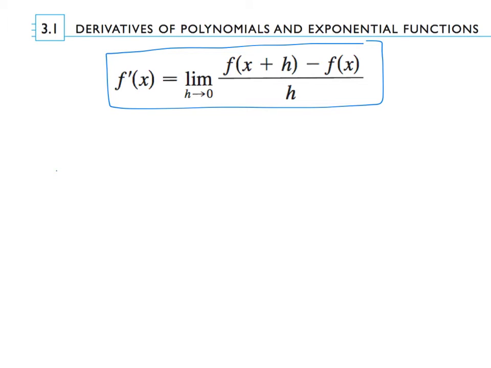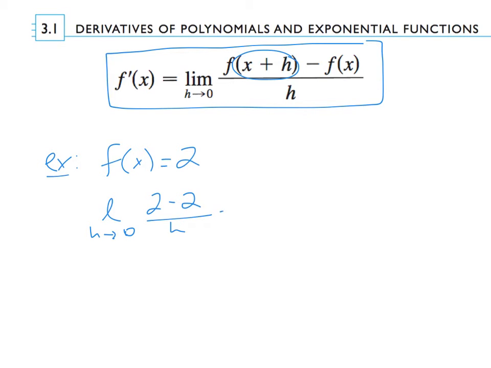So for example, let's say I had my function, let's just say it's simply a constant, so 2. If I were to apply that limit definition to this function, well, it would be the limit as h approaches 0. There's really no place to sub in this x plus h. So really it would just be 2 minus my function, which is 2, all over h. When you simplify, we get the limit as h approaches 0 of 0 over h, which is in fact 0.